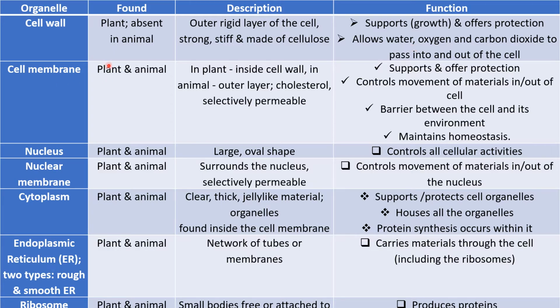The cell membrane is found in plants and animals. In plants, it is inside the cell wall, and in animals, it is the outer layer, made of cholesterol and selectively permeable. It supports and offers protection just like the cell wall in plants. It controls movement in and out of the cell, and it acts as a barrier between the cell and its external environment. Therefore, it helps in maintaining homeostasis.